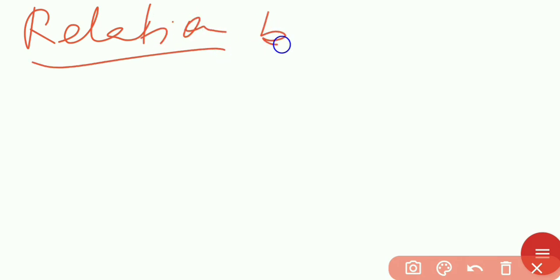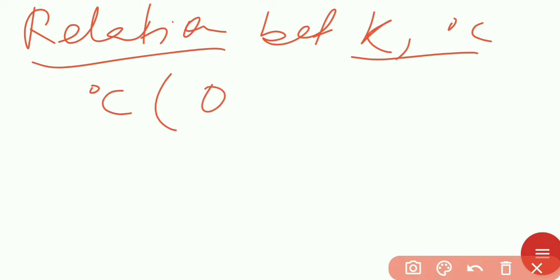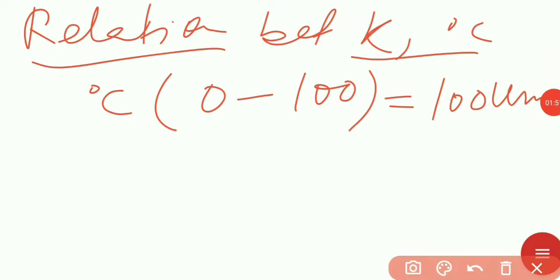Now the relation between K and degree centigrade. Before that, we have to know how many units in Celsius scale. We know the range of the Celsius scale, degree Celsius, is 0 to 100. So total number of divisions is 100 units.